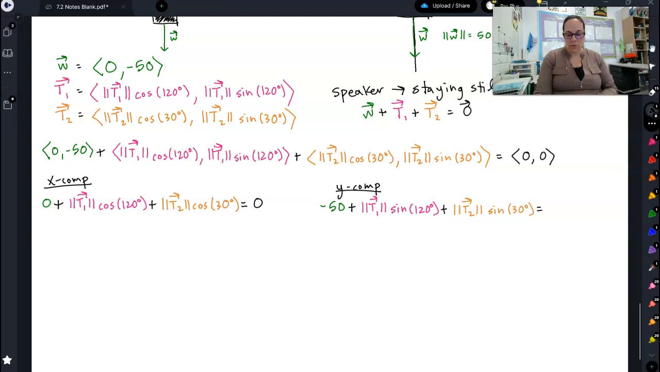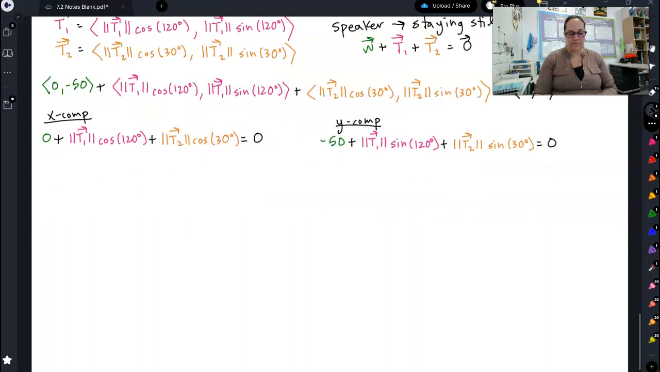Should equal the y component of my 0 vector. Now I can simplify these. Here, if I add 0, I don't really need that 0. And on the y component one, let's add 50 to bring it over.